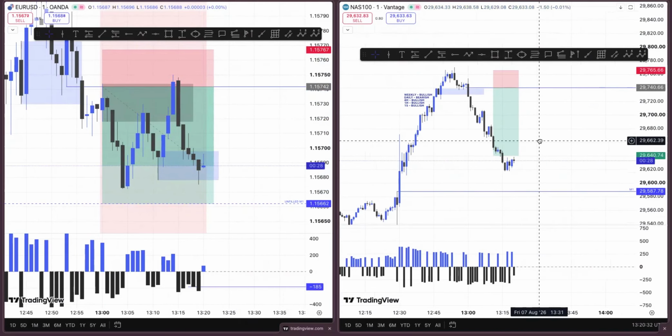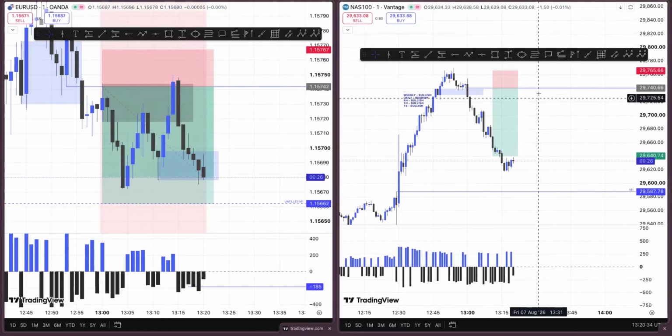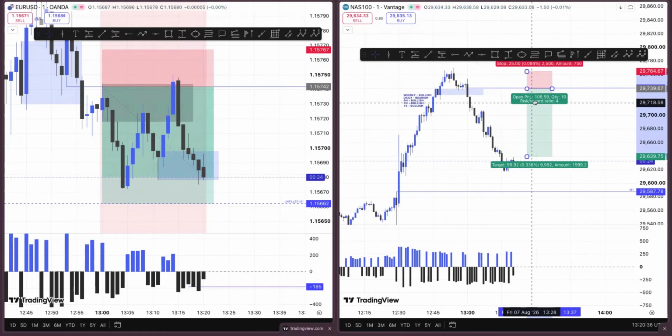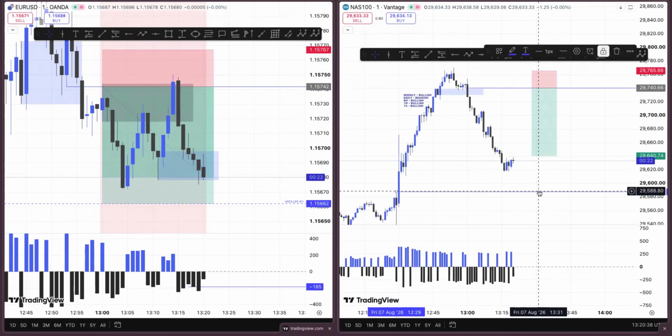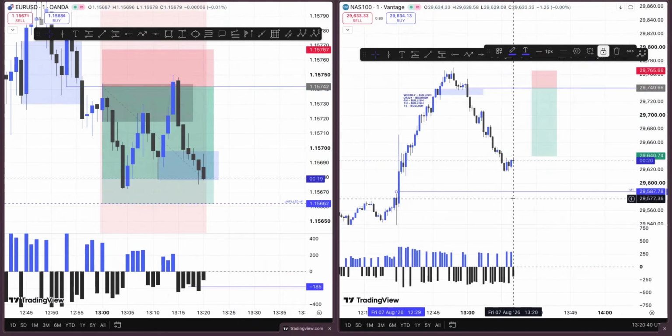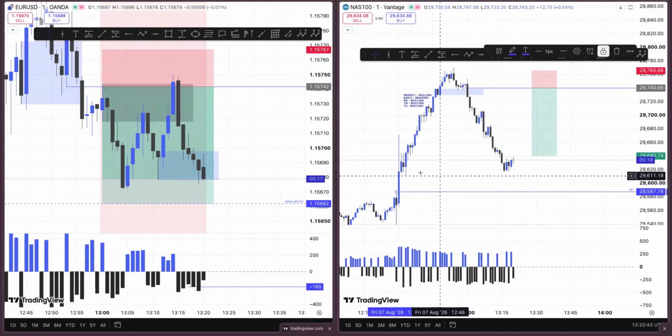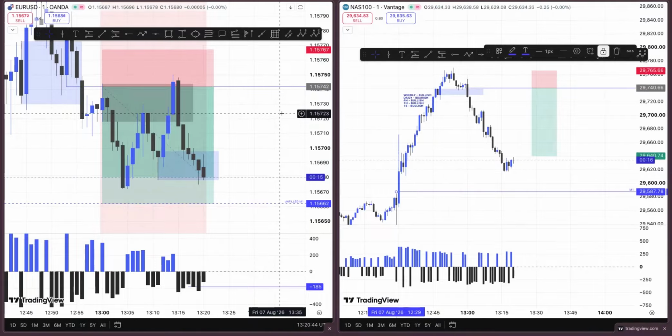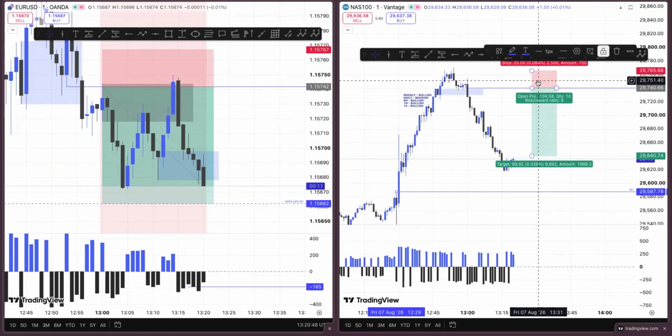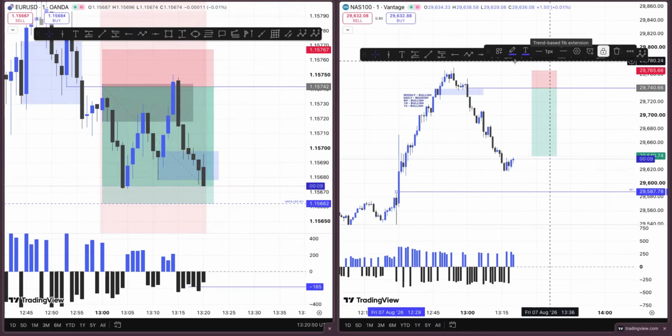NAS 100. I'm just praying it comes back into this zone and gives the sells. I'm not interested in this zone, so I might not even sell. I might not even buy on NAS 100. I'll just take what EURUSD gives me and maybe I'll be done for today. Today is Friday, so let's see how it plays.